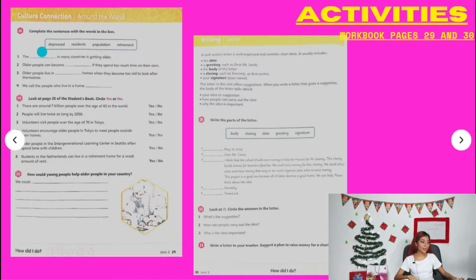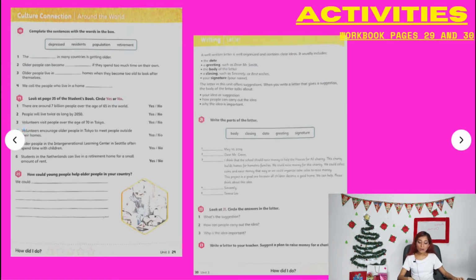Then we have depressed, residents, population, and retirement. If you don't know this vocabulary, you can find it on the internet or use a dictionary. So we have these sentences, and you are going to complete them, of course, with the words from the box.